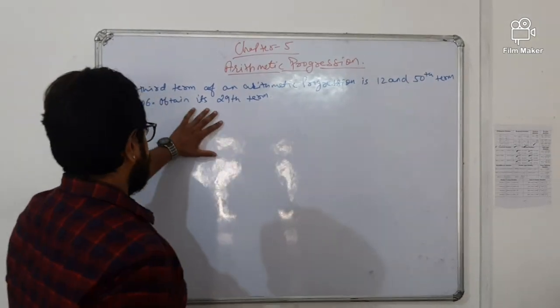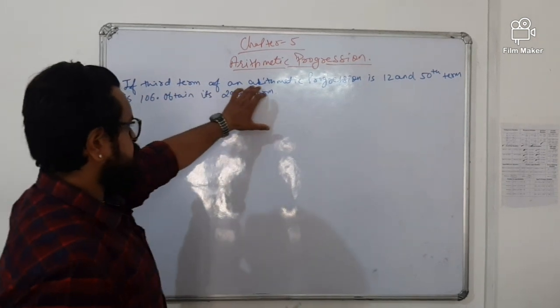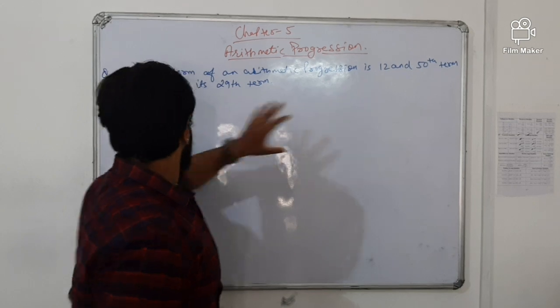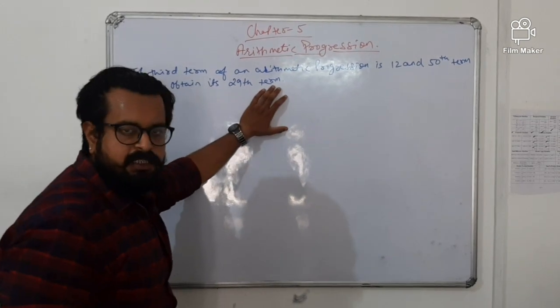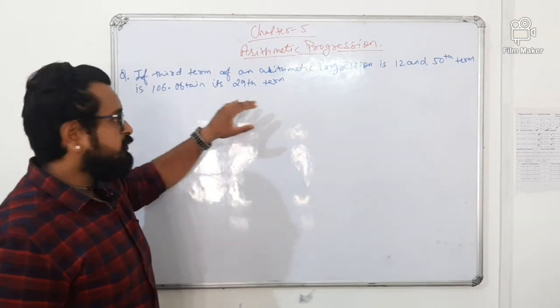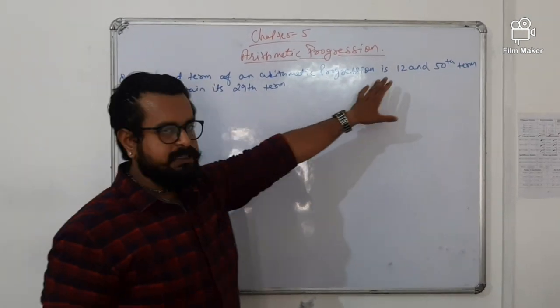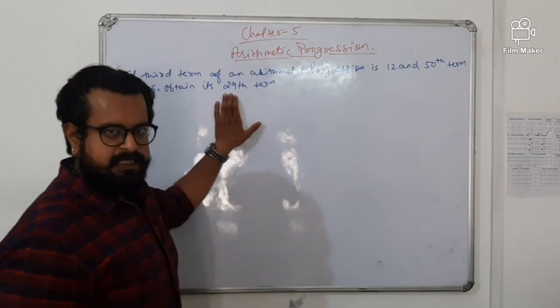So today's first question is, if the third term of an arithmetic progression is 12 and the 50th term is 106, obtain its 29th term. Here two terms are given to you, the third term and the 50th term, and you have to find the 29th term.